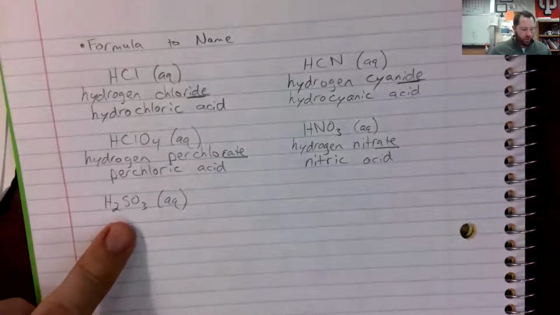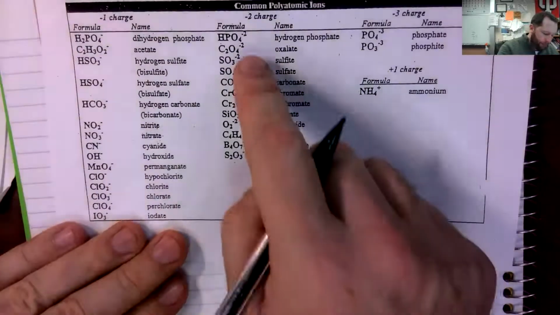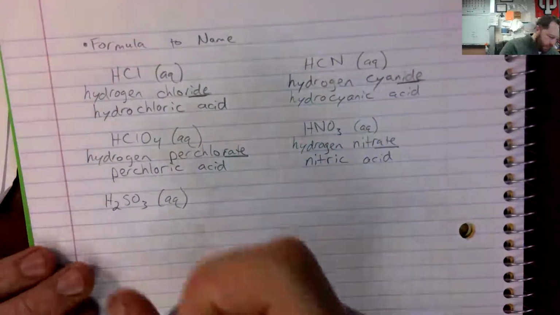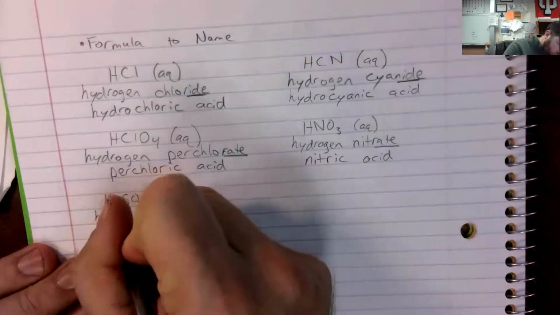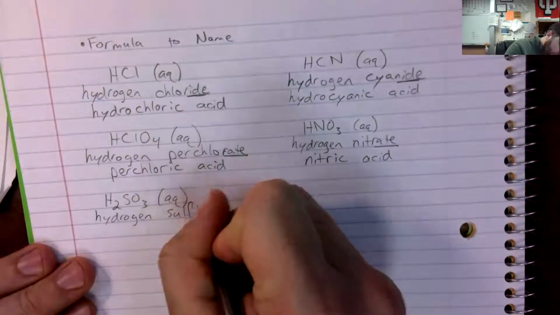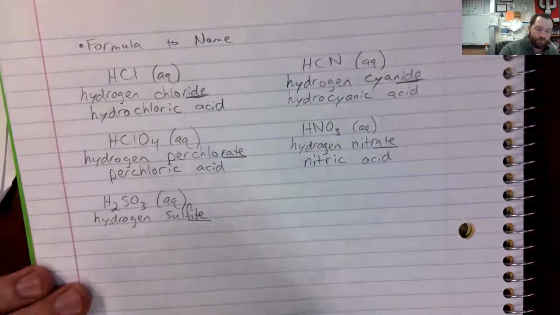H2SO3, again, three letters. So we've got at least one polyatomic ion here. Looking for SO3. There it is. Sulfite with an ITE. So we can see an example naming with that ITE: hydrogen sulfite. Again, ITE.